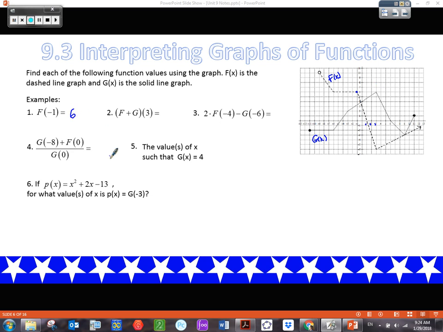On the second one, it's asking us to actually do f of 3 plus g of 3. That's what it's asking us to do. So what we'll need to do is go over, so we'll look at f right here and go to 3. So f of 3 is this number, so that's a -6, plus g of 3. So g of 3 is that number, and that's a +6, so that nets out to be 0.